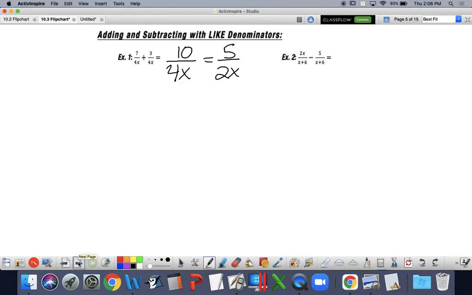For example 2, same exact thing. I already have common denominators, so I keep that denominator, and then I subtract my numerators. I get 2x minus 5 over x plus 6. I cannot simplify anything. If I did, the cat would die, so that is my final answer.